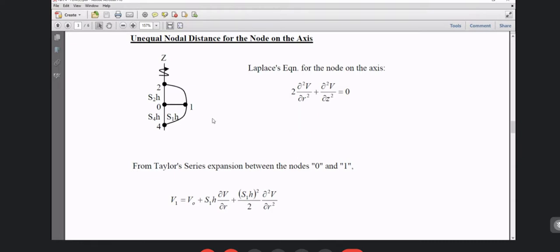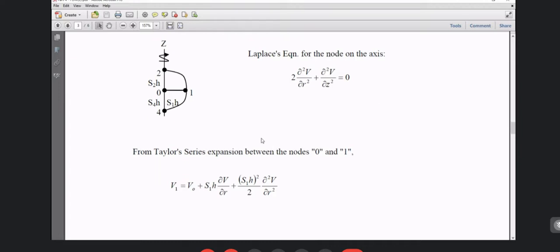And therefore, applying L'Hospital's rule, we can say that limit r tends to 0, 1 by r del v del r becomes del 2 v del r square. So we get a modified Laplace's equation for the node on the axis of symmetry, which is 2 del 2 v del r square, because the second term is also del 2 v del r square.